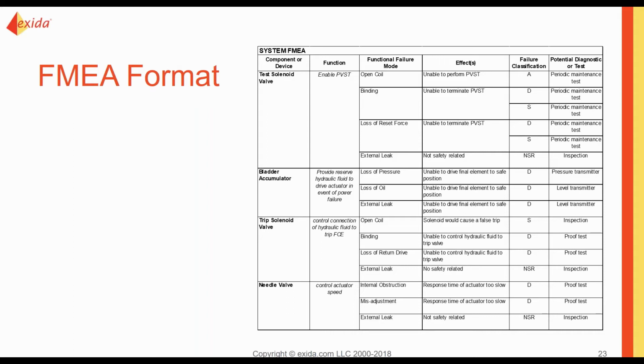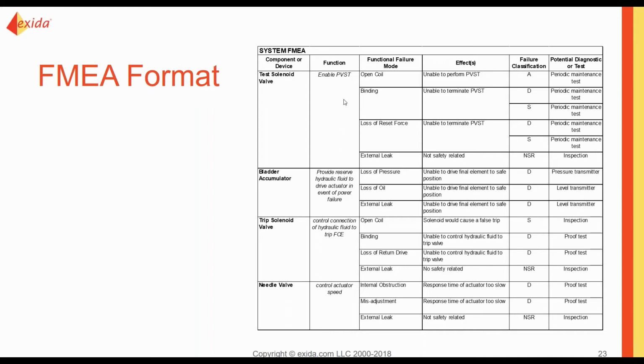There are lots of ways to do an FMEDA, but all use a similar methodology. Let's say, just in this example, we've got a test solenoid, a bladder accumulator, a trip solenoid, and a needle valve. This is only one part of the system, the trip part, and you want to be able to implement a partial valve stroke test by bypassing some of it. So you would list each device in your entire final element, describe what their function is, and then think about, well, what can fail within that element?